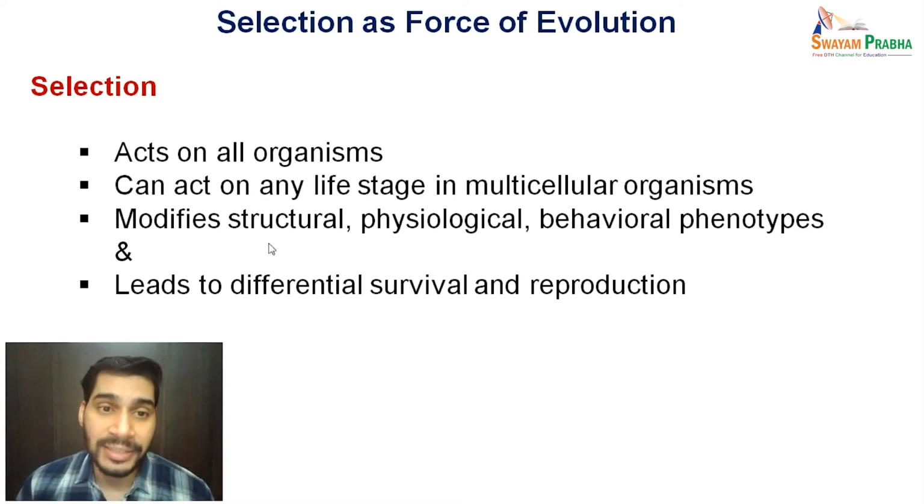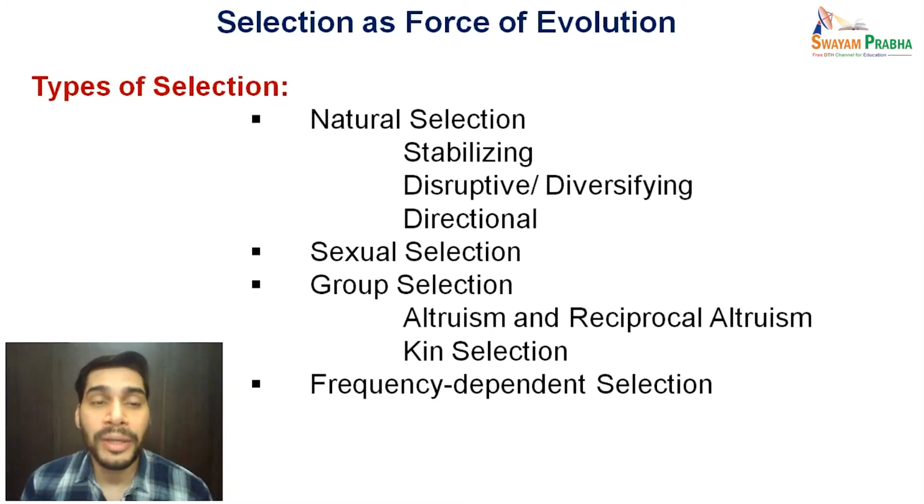It modifies structural, physiological and behavioral phenotypes. It means it is again not restricted to a particular branch or a particular type, but it modifies all types of phenotypes. Also, it leads to differential survival and reproduction. So, keeping these points about selection in mind, let us move ahead to discuss what types of selection can operate on the organisms which bring out evolution.